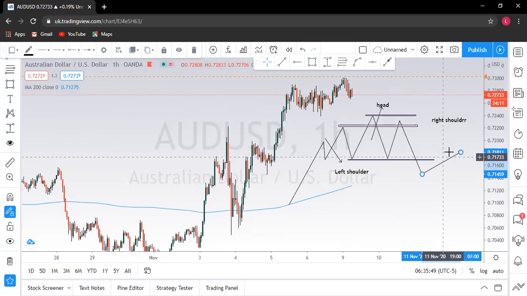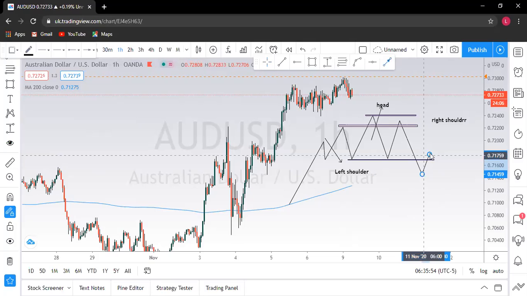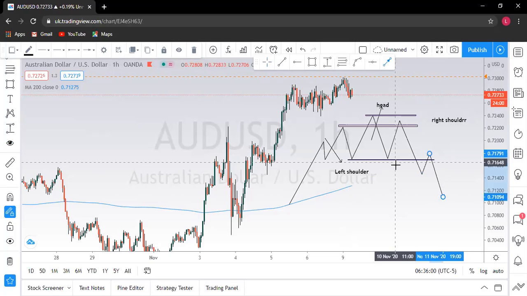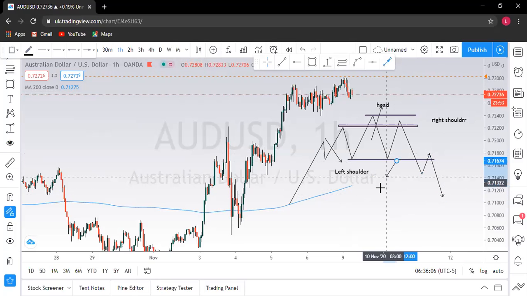Then you wait for them to form a lower high, then you take it down from where they formed the lower high, and you sell it down to the nearest resistance. You understand what I'm talking about? So this is the neckline. Let me label the neckline too. This is the neckline.